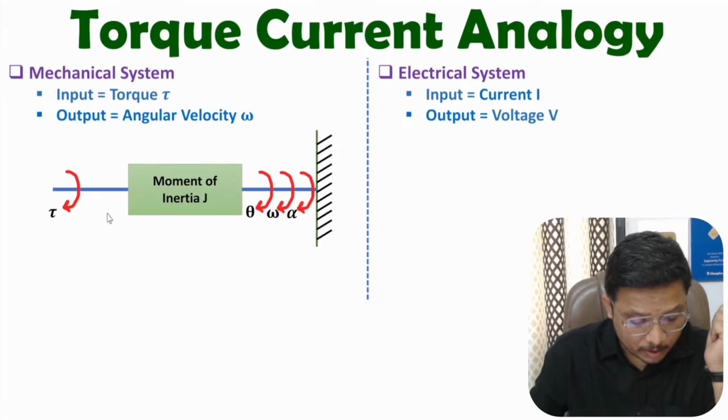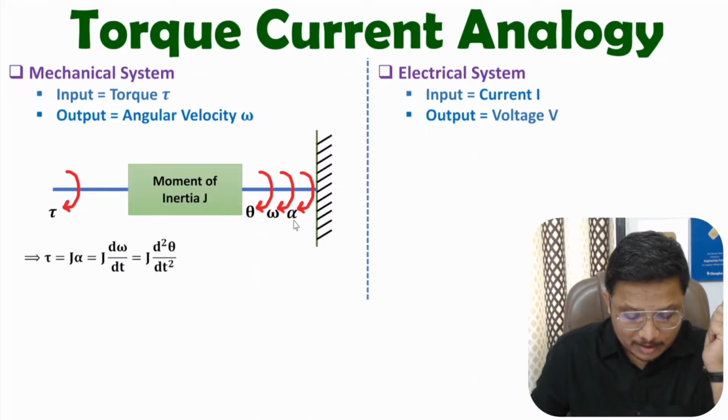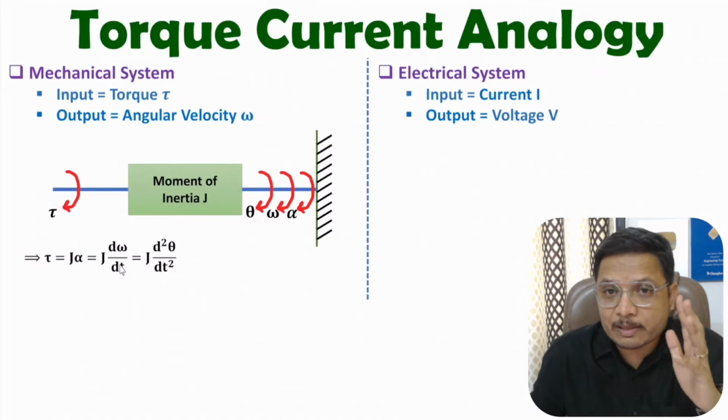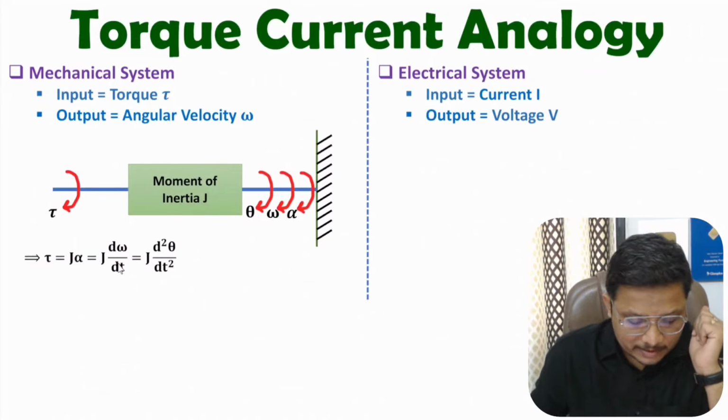So what is the value of torque? Here torque will be moment of inertia into angular acceleration. And one should know angular acceleration is the rate of change of angular velocity with respect to time, and angular velocity is the rate of change of angular displacement with respect to time, meaning d omega by dt, that is d square theta by dt square. So that is how one can identify the total torque associated with a body which is having moment of inertia J.